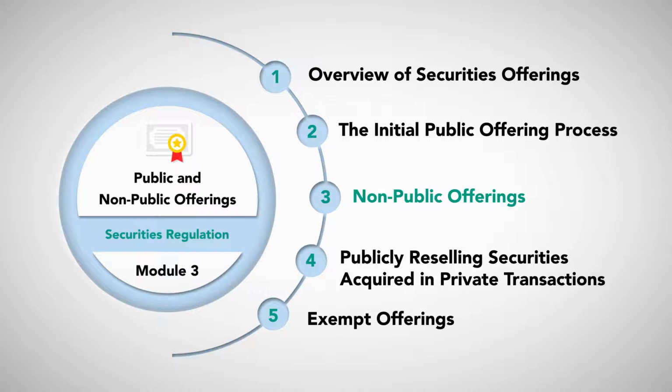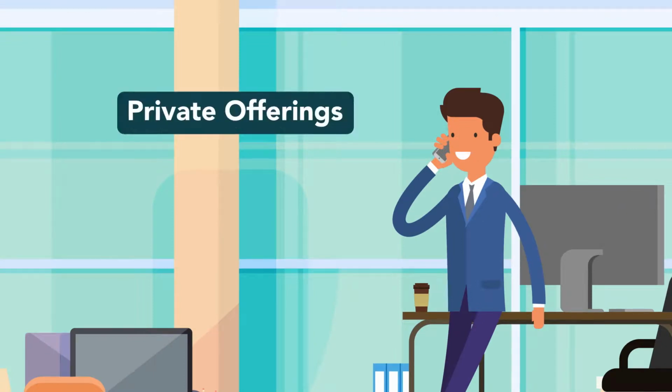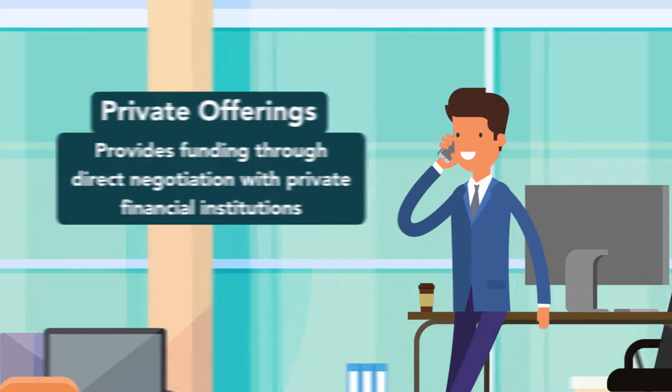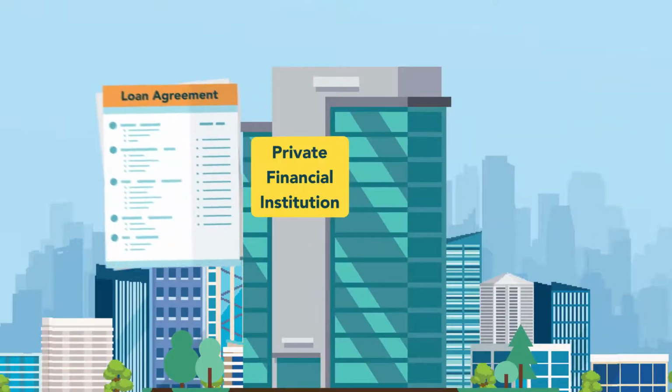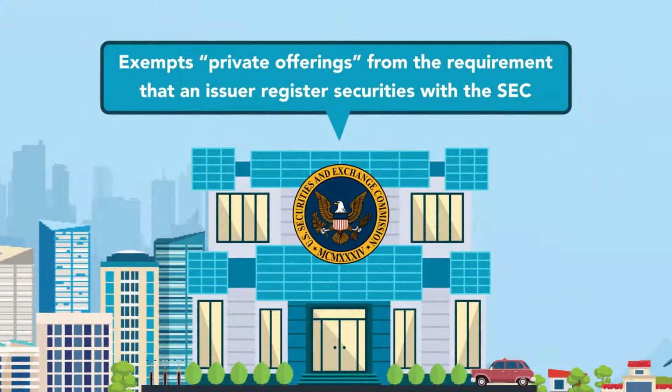Non-public offerings. Companies frequently sell stock to early investors in private offerings. Private placement provides funding through direct negotiation with private financial institutions. The private financial institution may provide loans or purchase shares in the company. The Securities Act exempts private offerings from the requirement that an issuer register securities with the SEC.